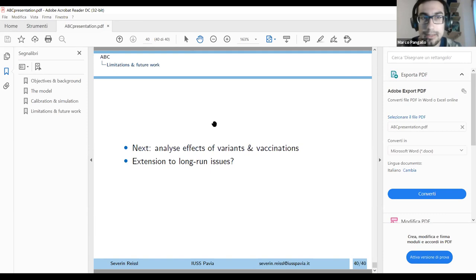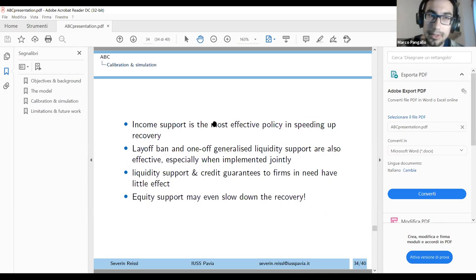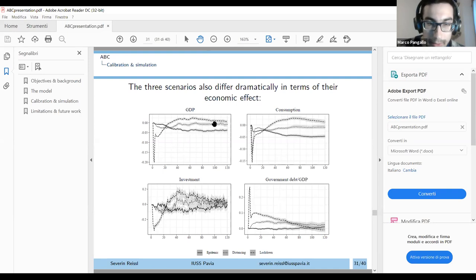The question I had, in the slide where you showed the GDP, consumption, investment, and public debt in the various scenarios, I saw that consumption decreased as much in the distancing scenario as in the lockdown scenario. That means that you calibrated the fear of infection, so the voluntary reduction in consumption, in a way that you would get exactly the same reduction as if you closed down entire sectors. Is that the reason why the two things are the same? Because I would expect that with just fear of infection, so voluntary social distancing, the drop would be milder. At least that's what we find. We're working on something similar.